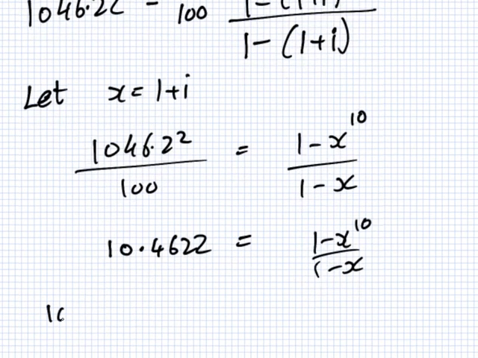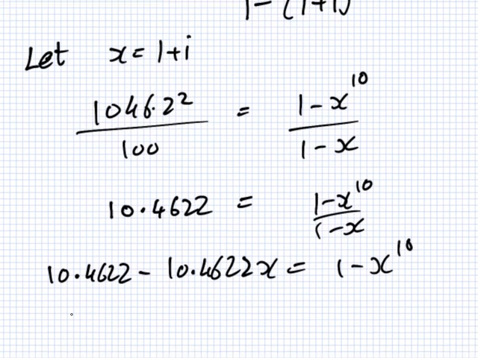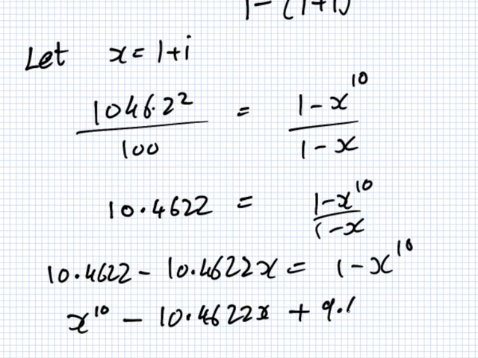So that is 10.4622 minus 10.4622x equals 1 minus x^10. So that is x^10 minus 10.4622x plus 9.4622 equals 0.